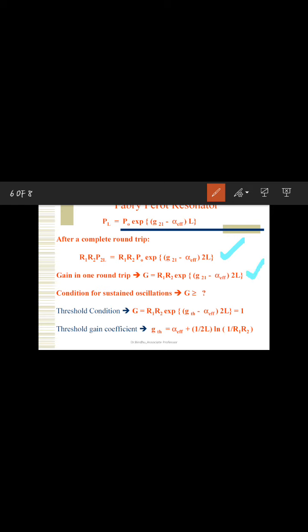For a sustained oscillation, this oscillation has to be sustained, which means that it keeps on occurring. For that the gain should be very much higher. So the threshold condition is equal to 1, but for a threshold gain coefficient you can calculate GTH by taking a ln function. Take a ln function for this threshold condition. You can calculate GTH as alpha plus 1 by 2L ln of 1 by R1 R2, the parameters.